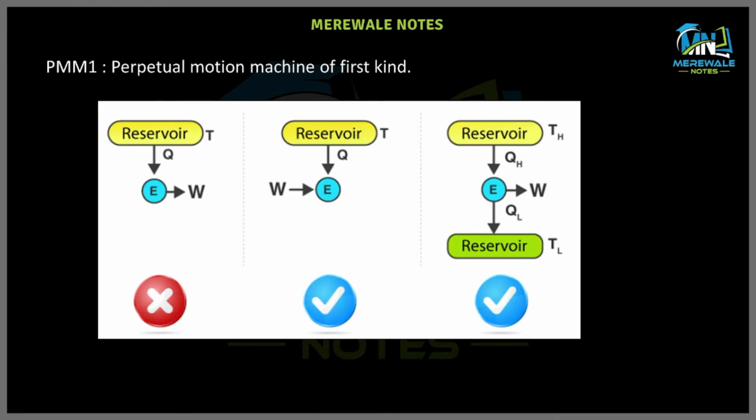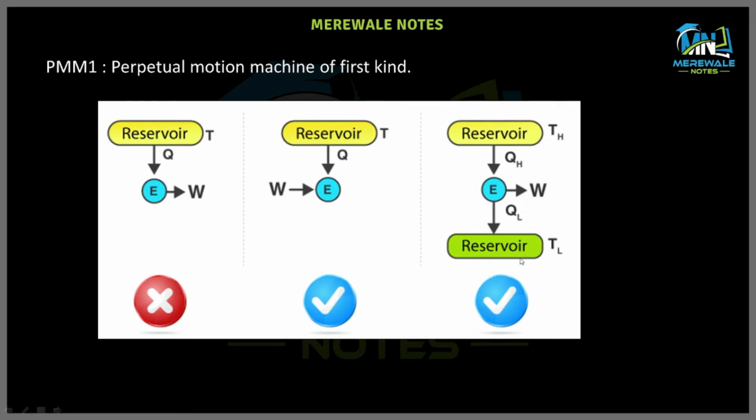This is the machine that violates the second law of thermodynamics, like the Kelvin Planck statement, as it can produce work. The PMM2, the perpetual motion machine of the second kind, is a machine that can produce work by interacting with a single reservoir. In this image, this is the engine E that can produce work by interacting with the reservoir at temperature T by taking the heat Q.